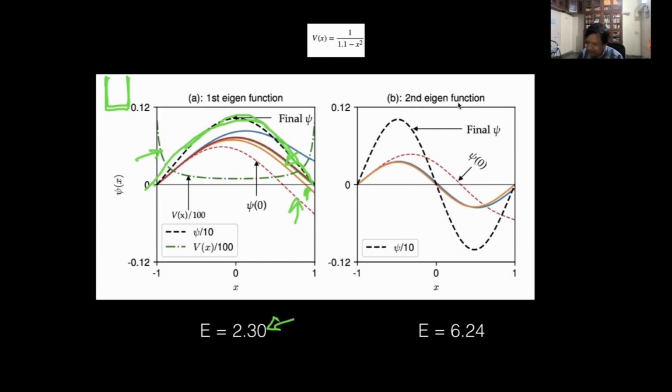The second eigenvalue is 6.24, and the wave function is this. Of course, I put in the boundary condition that it is 0 at both ends, at -1 and 1. We can solve potential problems as well. Numerically, we can't do minus infinity to plus infinity, but in a large box, you can work with it.